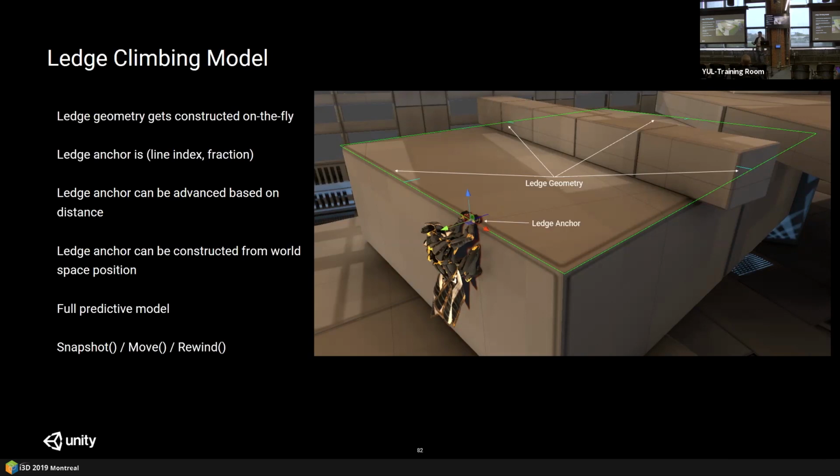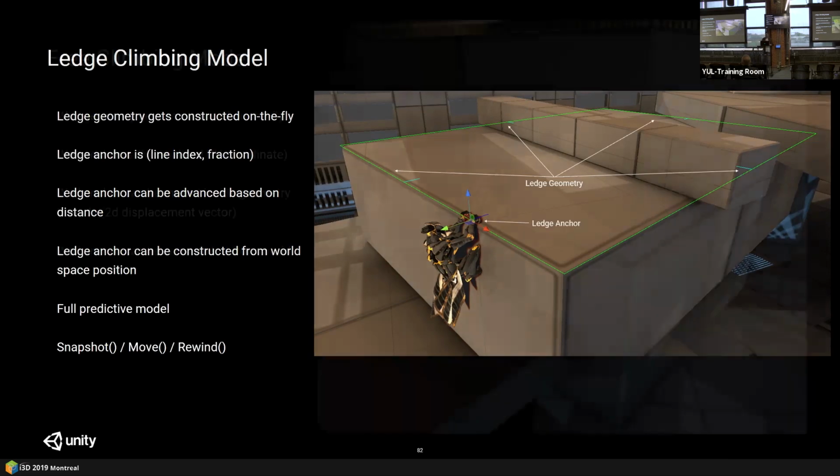I can say, well, I want to perform a displacement of 10 centimeters to the left or to the right, and it would automatically lead around those corners. That's game logic that I have to write, yes. The only trick that I have to do here is to support this: take a snapshot of my ledge anchor, move it a couple of times, and rewind. So the same thing that I did with my character capsule.